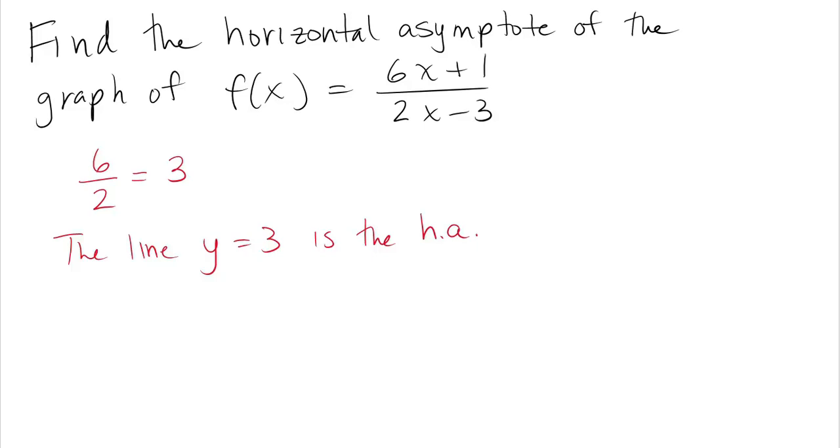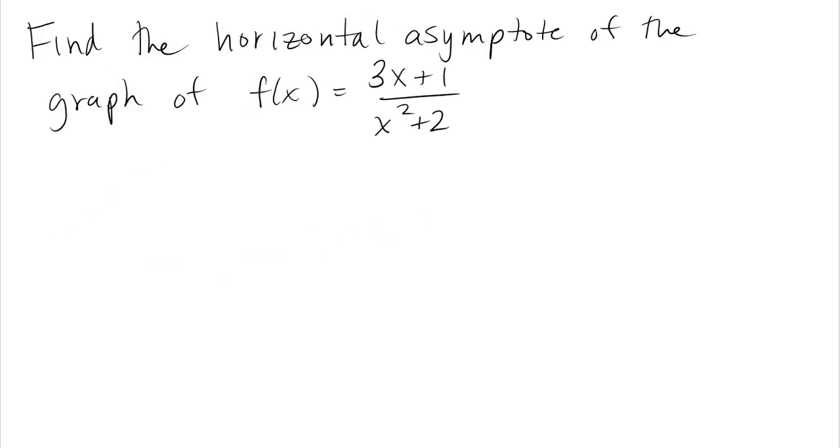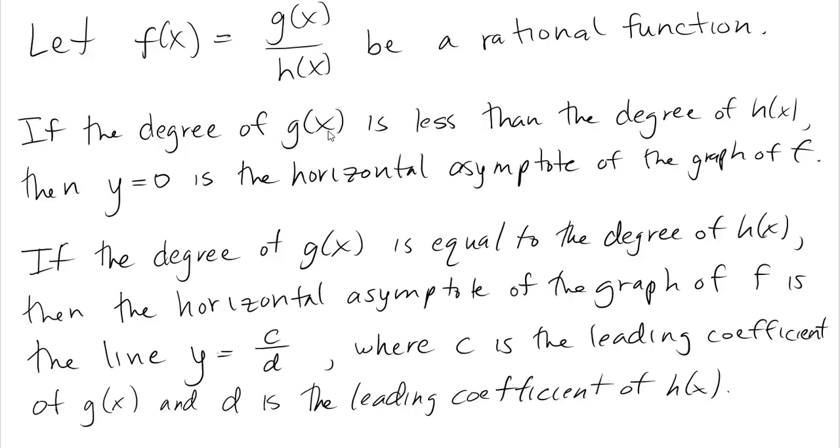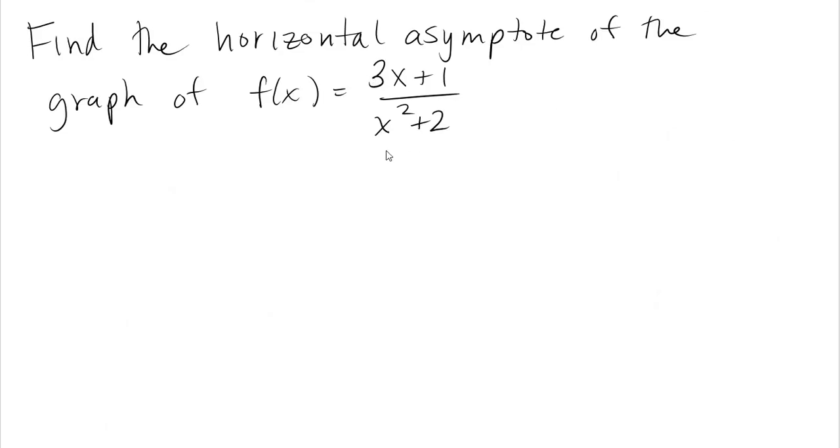Let's look at an example that uses the other rule for horizontal asymptotes. Let's find the horizontal asymptote of the graph of f of x equals 3x plus 1 over x squared plus 2. Let's go back to our rule. If the degree of the numerator is less than the degree of the denominator, then y equals 0 is the horizontal asymptote of the graph automatically. That's exactly what happened here. We don't need to do any work. The line y equals 0 is the horizontal asymptote.